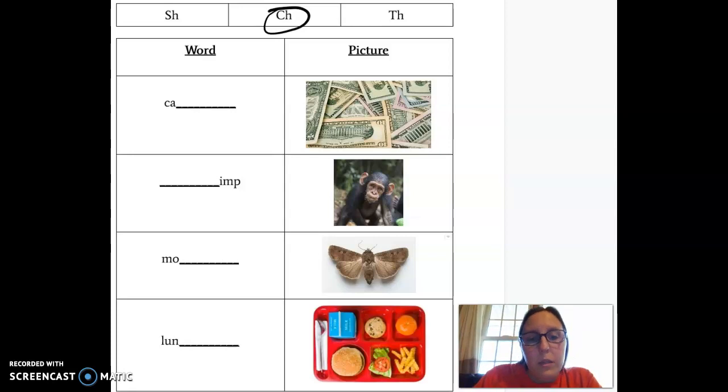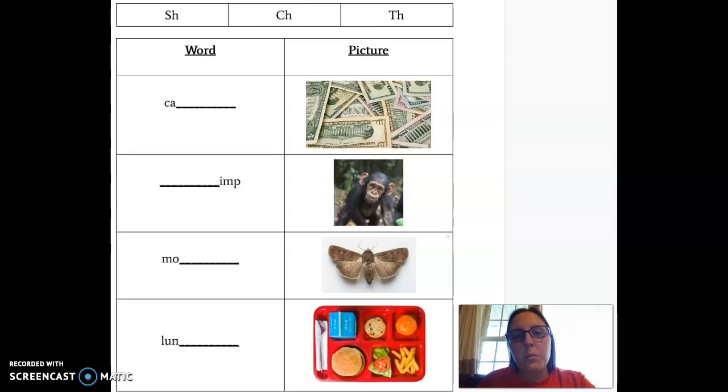Now, remember, when C and H are paired up next to each other, they make a specific sound too. What does CH say when they're paired up next to each other? CH says ch, ch, ch. So far we've reviewed SH says shh, and CH says ch.